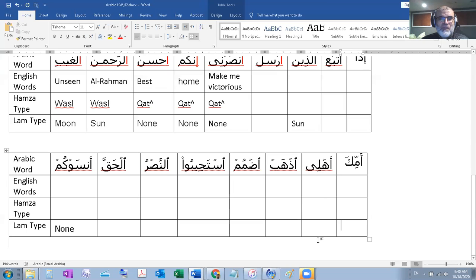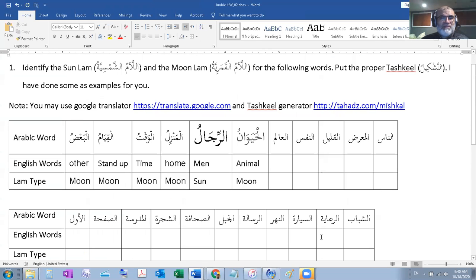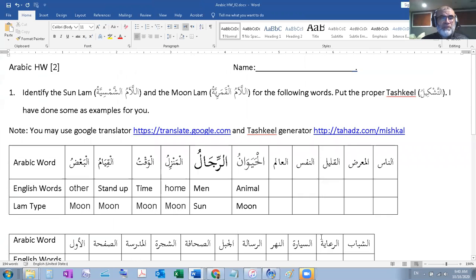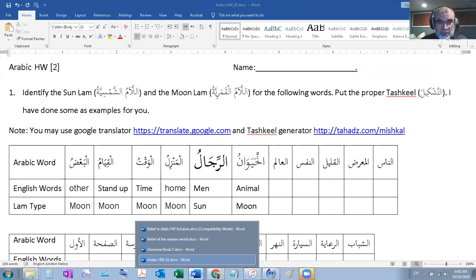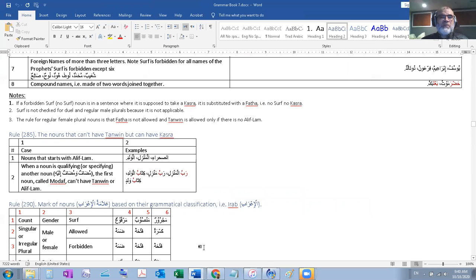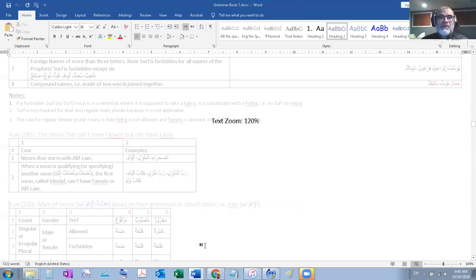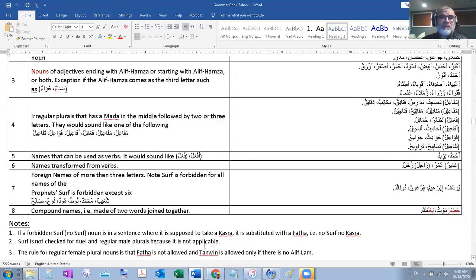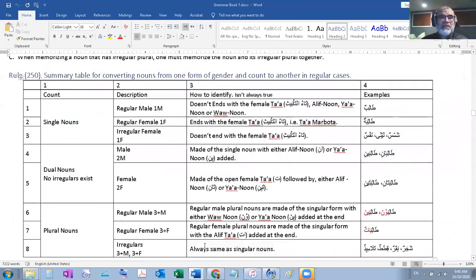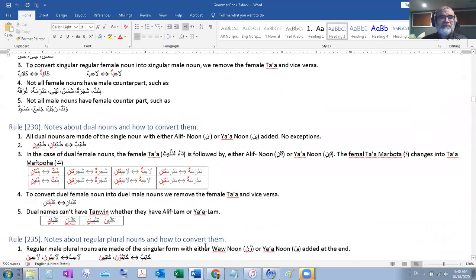Any questions about this homework before we move forward? Another way to figure it out, by the way, is to go look at the grammar book. The grammar book shows you the letters for shamsiyya and the letters for qamariyya.